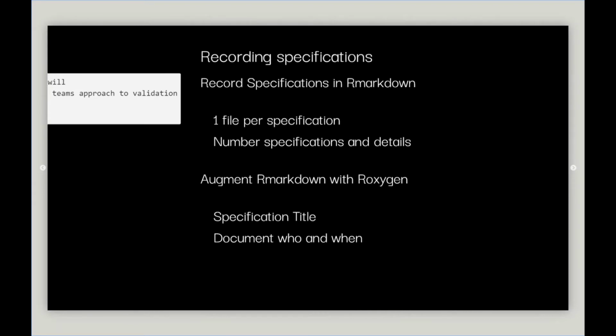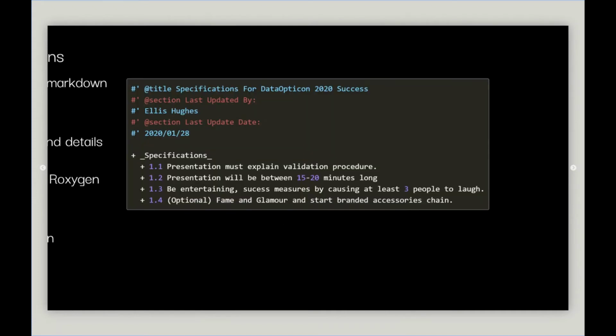So the way that we go about recording these specifications is using markdown, specifically R markdown, but any markdown would do, where each file has a single specification and you'll number these specifications and details in order. We can then augment this R markdown with Roxygen, which is R's approach to documenting our code. It's similar to Doxygen, if you know what that is, where you can record the title and who wrote this document and when.